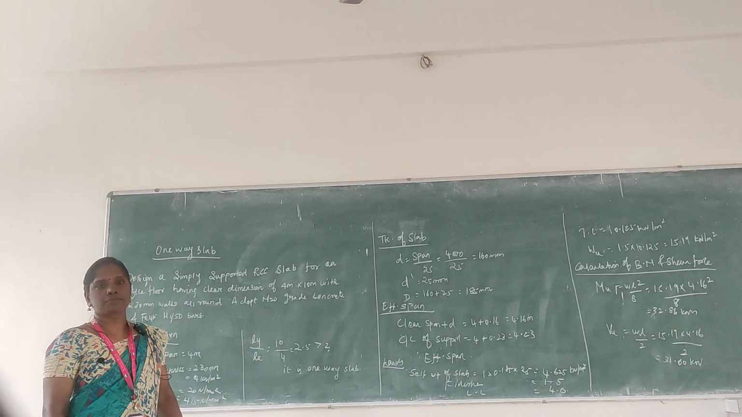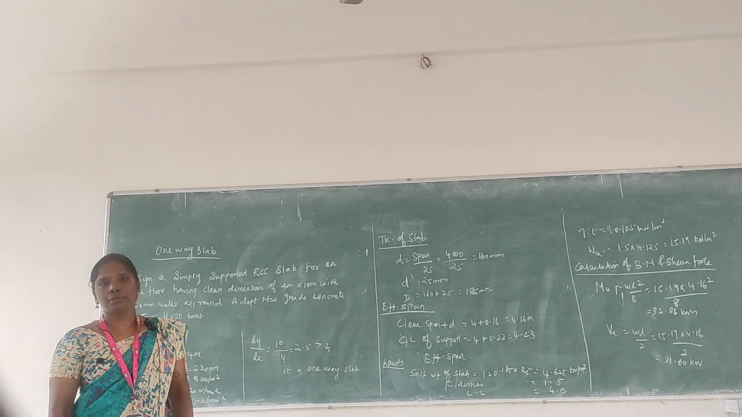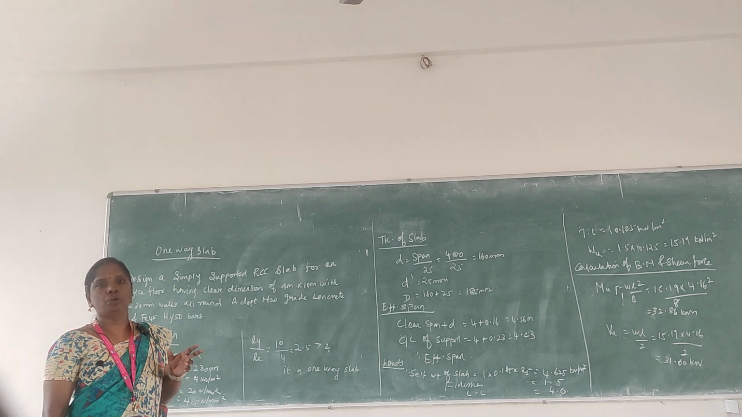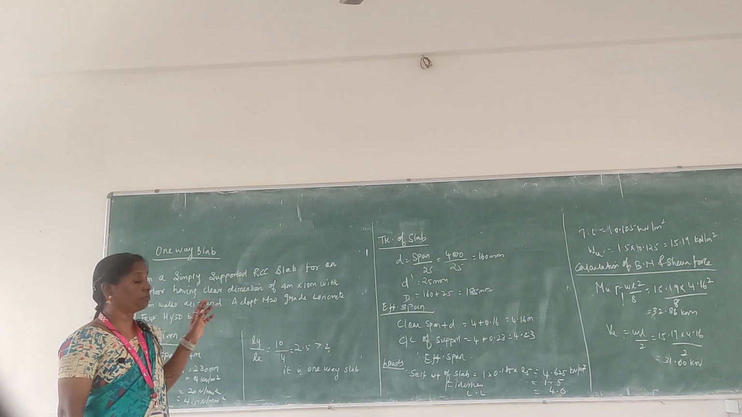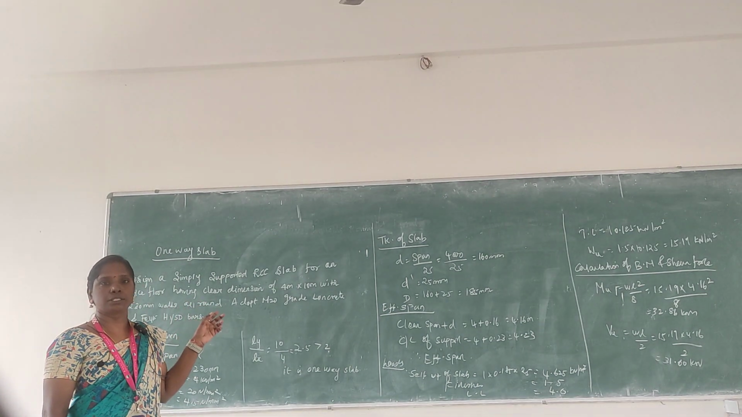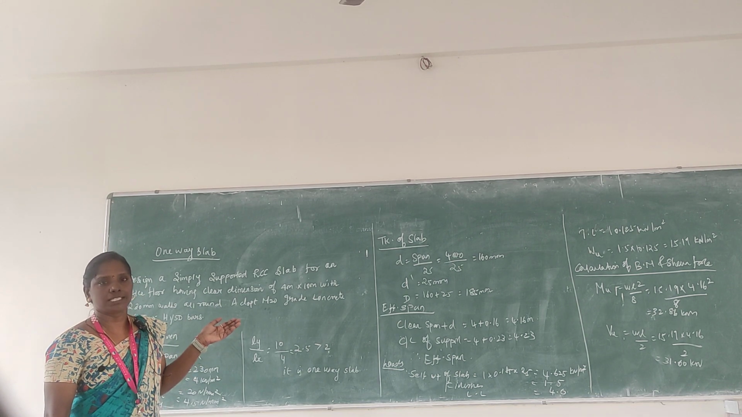There are two types of slab. One is one-way slab, another one is two-way slab. The slab spanning in one direction and also carrying load in one direction is nothing but a one-way slab. In a one-way slab, the ratio of the longer direction to the shorter direction exceeds 2.